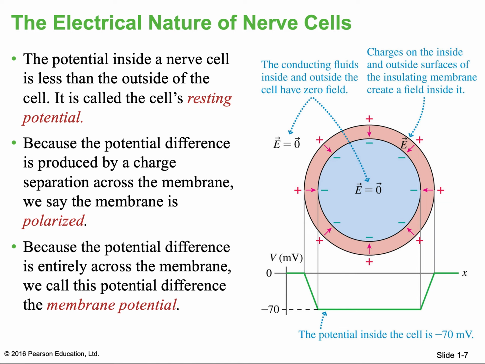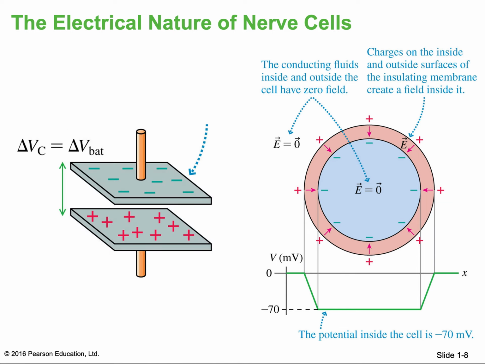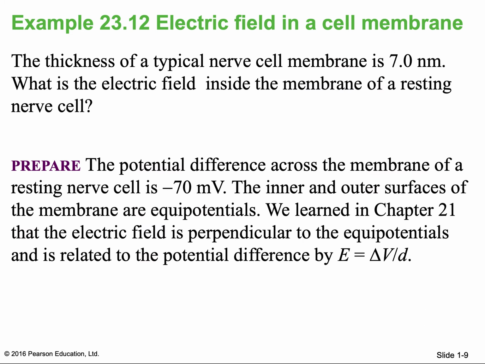This is definitely an oversimplification. The inside of the cell is not always negative 70, as it is constantly fluctuating. Here's another model of a potential difference between 2 plates, shown on the left, and a simplified view of a neuron with a positive potential on the outside compared to the negative potential on the inside of the neuron.